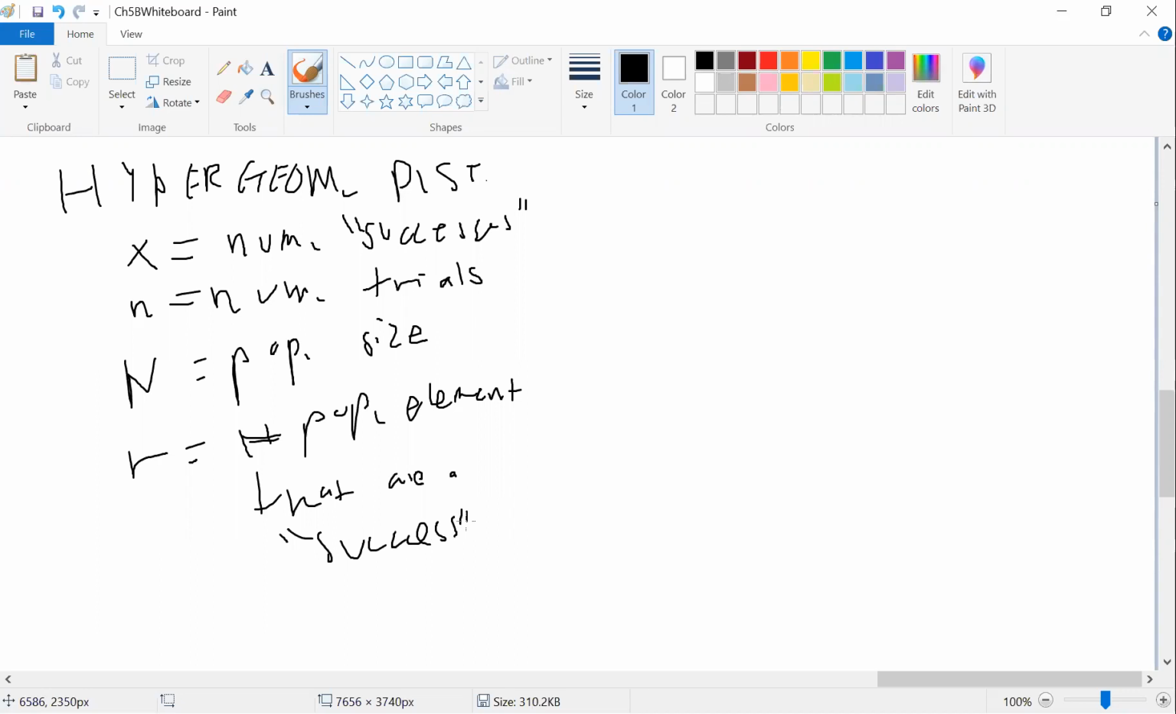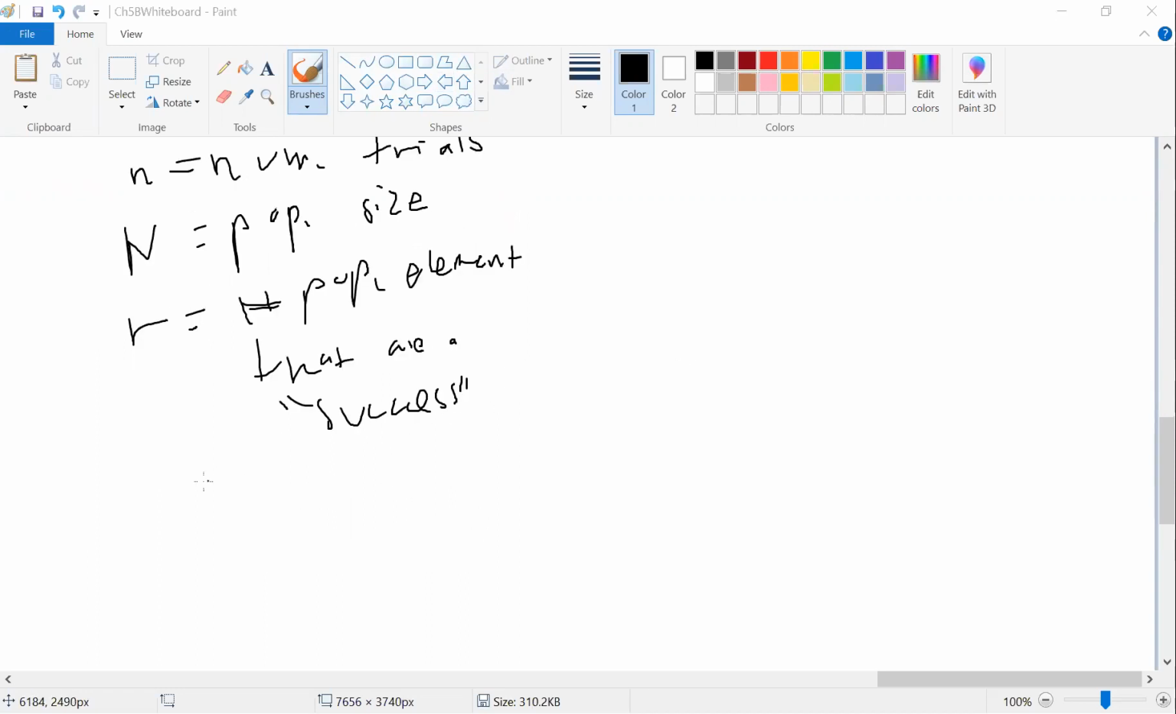So as an example, if we had a deck of 52 cards and it had four aces and we're looking for aces, and let's say we wanted to find the odds of getting at least three aces, X is 3, we did four trials, so lowercase n is 4. Our population, we have 52 cards, so capital N would be 52. And R, we would have 4 aces in the entire deck, so R would be 4. Yes, this will all be in my notes.